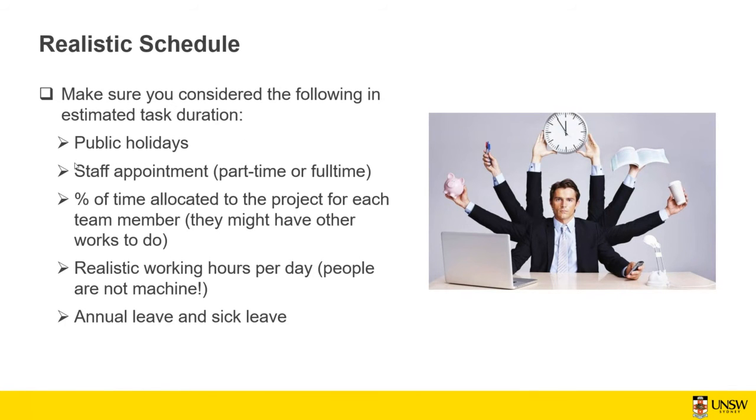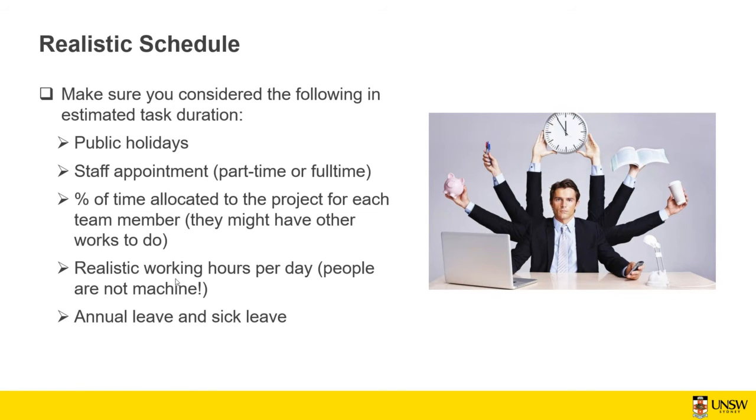If they are casual, perhaps you don't need to do that. But if they are full-time or part-time staff, you need to allocate some extra time for those leaves as well. You also need to look at the staff appointment. Are they part-time or full-time? Don't expect the job to be finished at the same time for a part-time person compared to a full-time person. And also the percentage of time allocated to the project for each team member, because they might have other things to do. They don't always dedicate 100% of their time to the project.